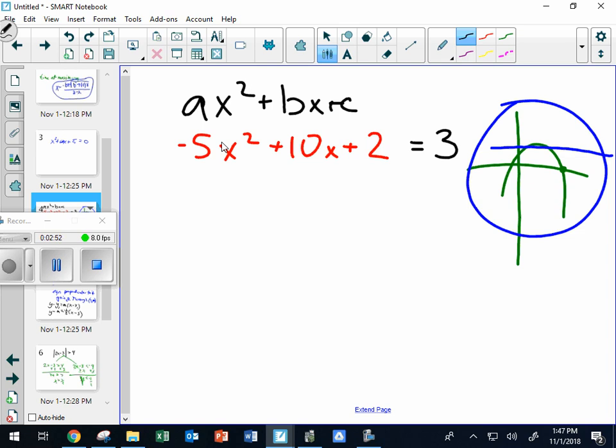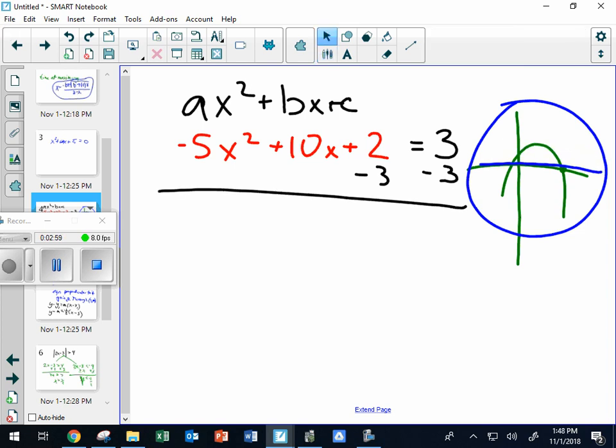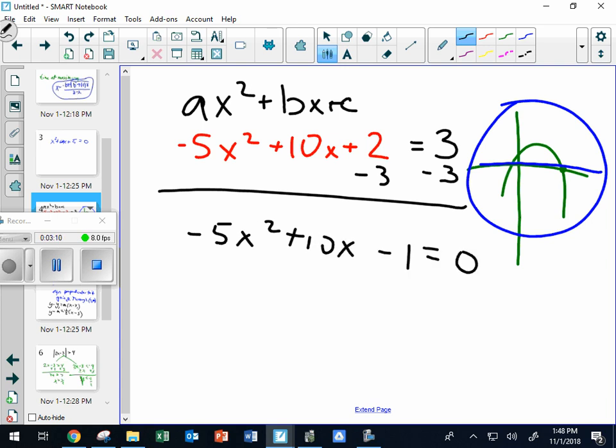If I solve this by subtracting 3 from both sides, do you get that's effectively going to take my line, drop it down to 0, and allow me to find the zeros? Maybe you never thought of it that way before. But that's what you're doing when you're subtracting 3. Negative 5x squared plus 10x minus 1 equals 0. And then you find the roots, the zeros, the x-intercepts. I have a saying, if you can factor it, you should. But you can't factor this one.